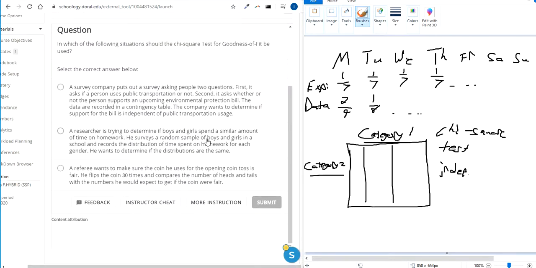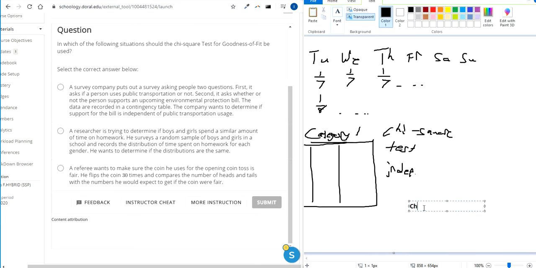Okay, so let's check out the next option. A researcher is trying to determine if boys and girls spend a similar amount of time on homework. He surveys a random sample of boys and girls in schools and records the distribution of time spent on homework of each gender. He wants to determine if the distributions are the same. So really, if you've got two columns of numbers and you're trying to determine if they come from the same population or not, that's a chi-square test for, oh, I don't know how to spell this word, homogeneity. That's when you test to see if two variables come from the same population.